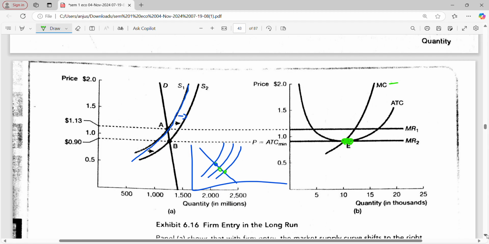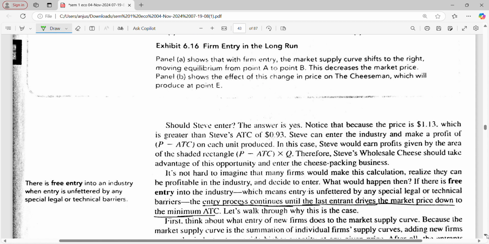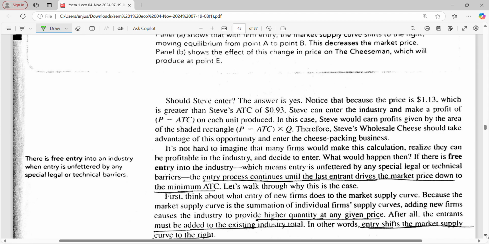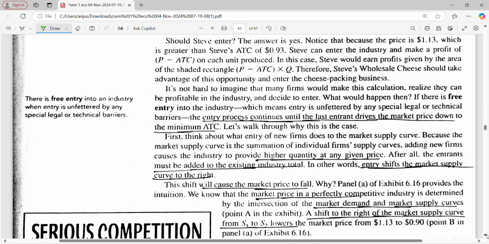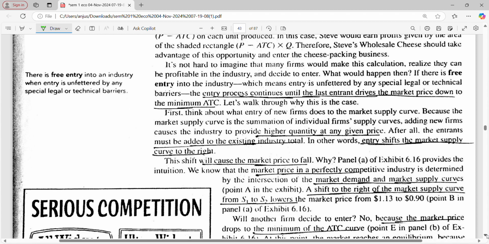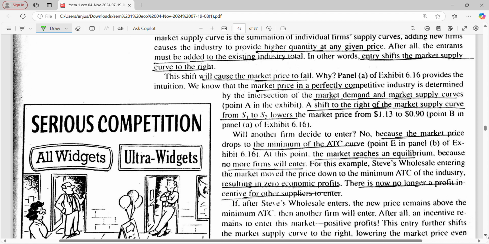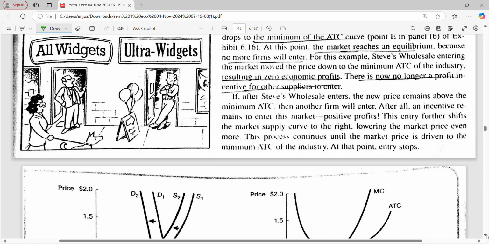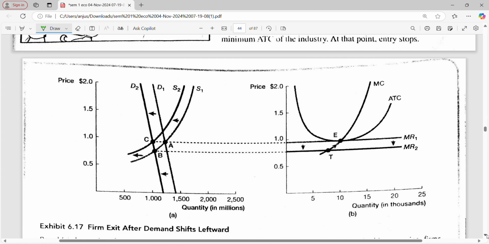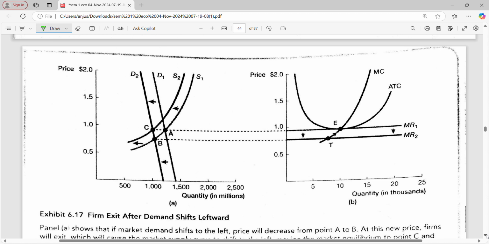And next is firm exit. Beyond this point people will not enter because there is no incentive, no monetary incentive or profit. So people definitely won't enter beyond that point. Next is firm exit.